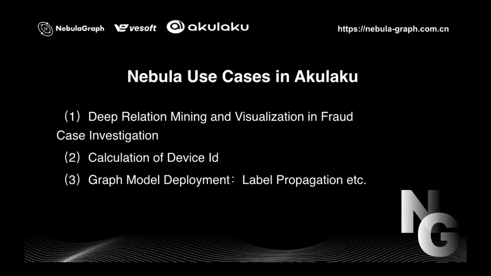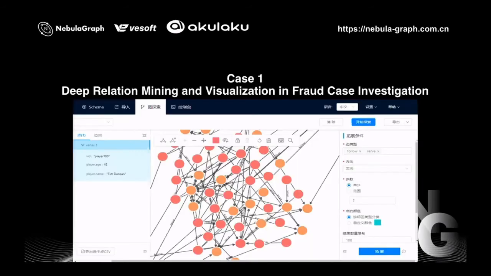The second use case is the calculation of device ID. We need to consider the connection of features. And lastly, I'll talk about deploying graph models on top of graph database, like label propagations, etc. So the first case is deep relation mining and visualizations. We have some features deployed on top of graph database, for example, for a certain user, please tell me the dangerous users or suspicious phone numbers which are 3 steps or 2 steps away. So these kinds of features. And we also have visualizations with the help of Graph Studio.